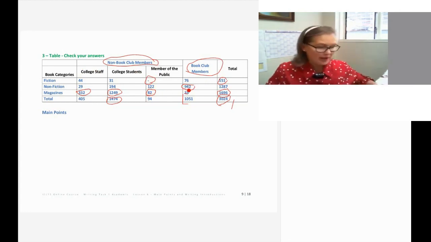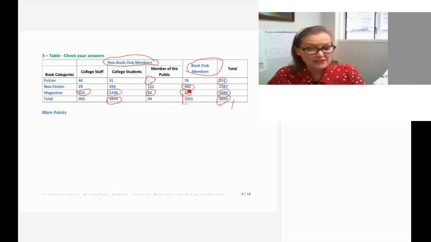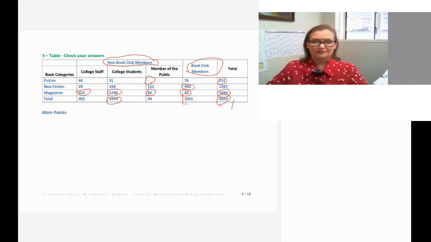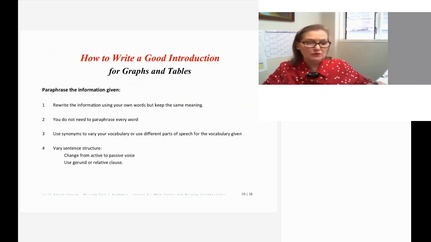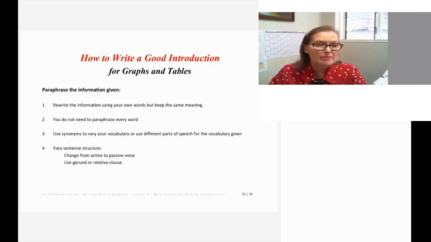So that's just some brief practice at looking and practicing pulling out the main points in the graph. And now let's have a look at those introductions. So how to write a good introduction for our graphs and our tables. As we've seen from the graphs, we are given information. And what we want to do is we just want to paraphrase the information given.